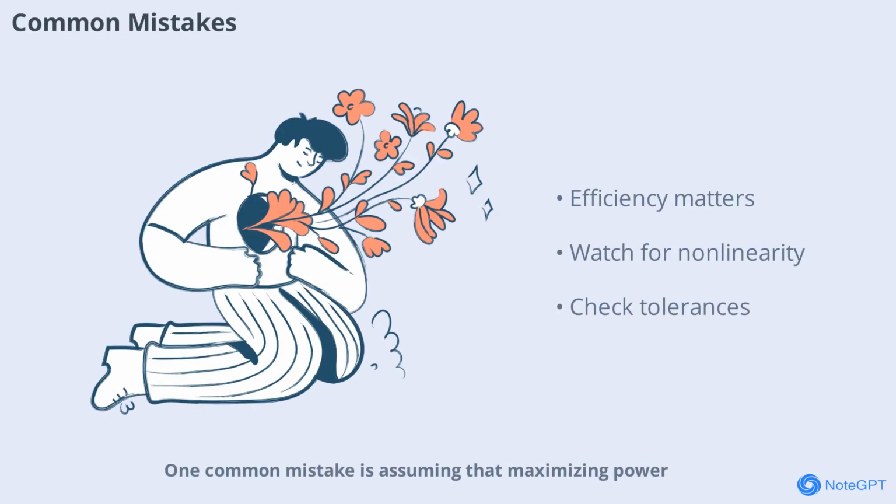One common mistake is assuming that maximizing power transfer always leads to the best system performance. In reality, efficiency, safety, and longevity are often more important. Another mistake is neglecting the effects of frequency, nonlinearity, or component tolerances. Being aware of these pitfalls helps engineers design better, more reliable circuits.